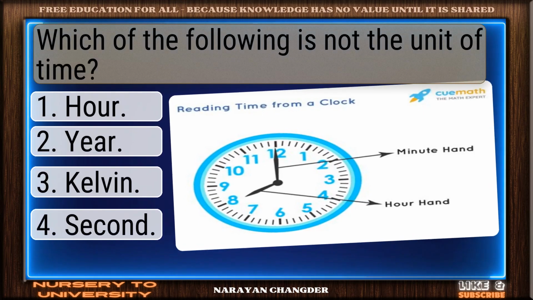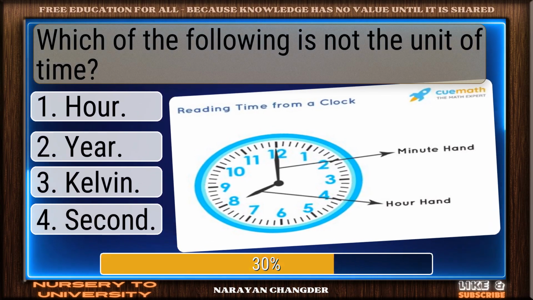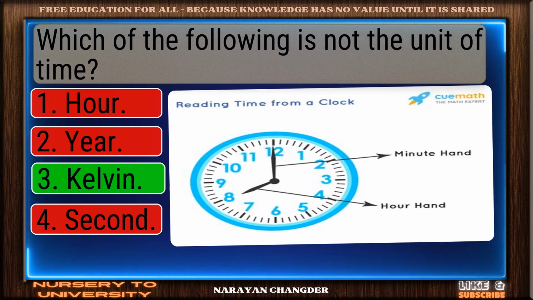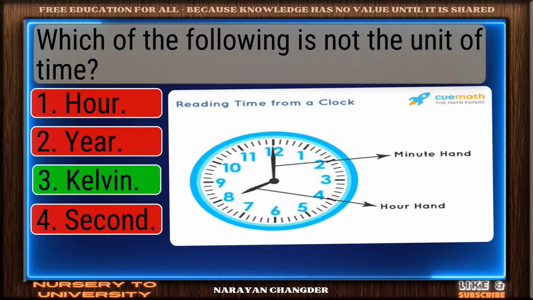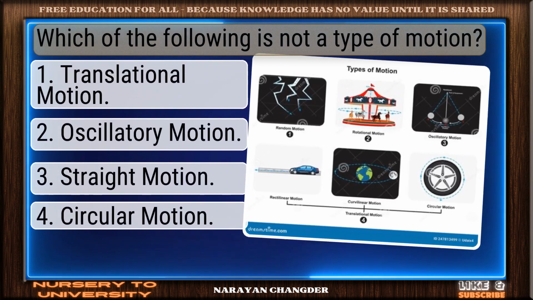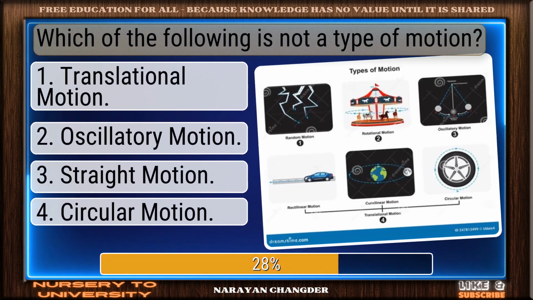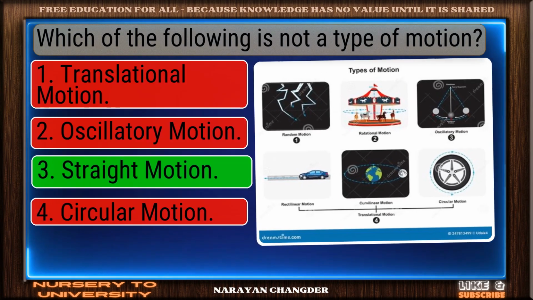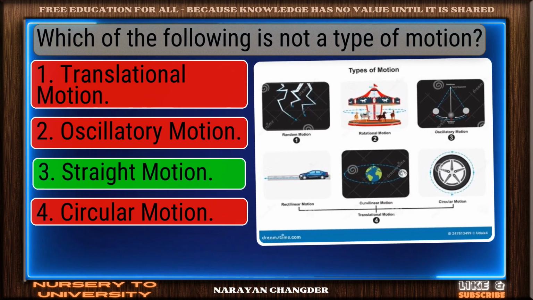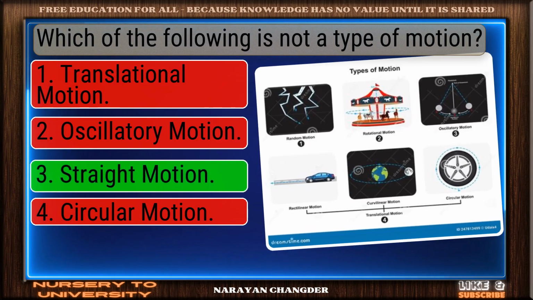Question number 25. Which of the following is not the unit of time? Right again. Kelvin is a valid answer. Question number 26. Which of the following is not a type of motion? Clear logic. Your choice straight motion is sound and 100% true.